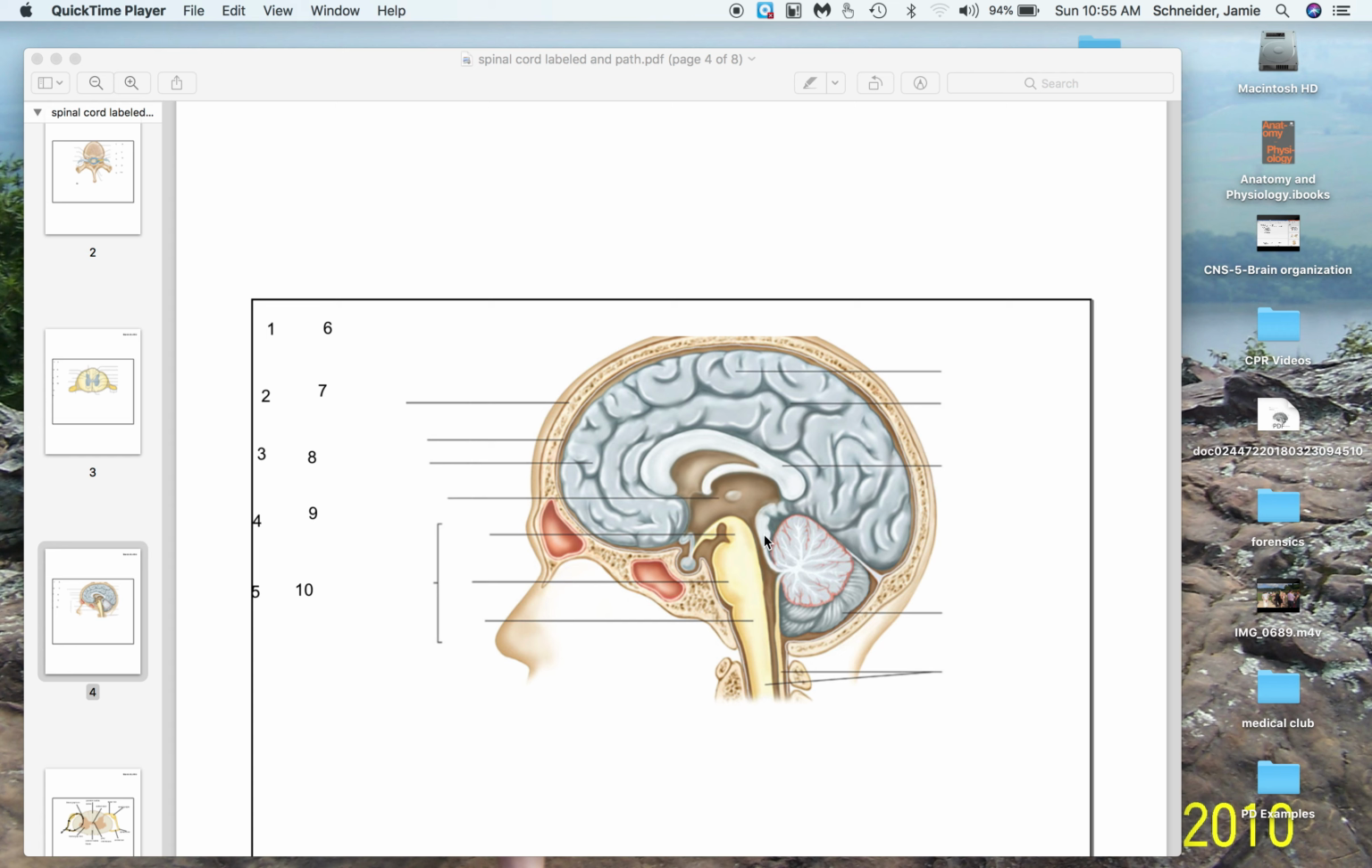We're going to start with the brain stem. That's the first part of the brain that we're going to talk about. This is the brain stem right here. So this bracket is the brain stem.